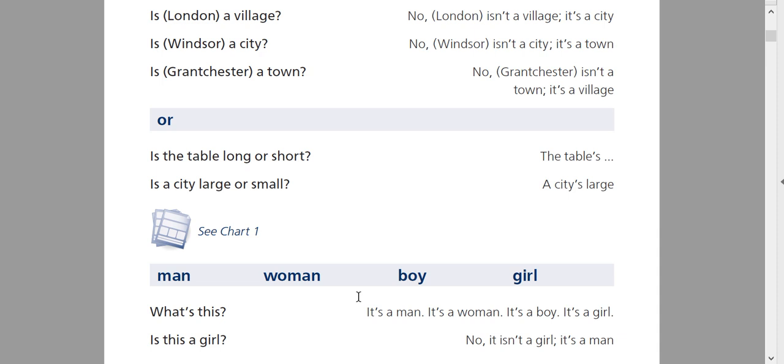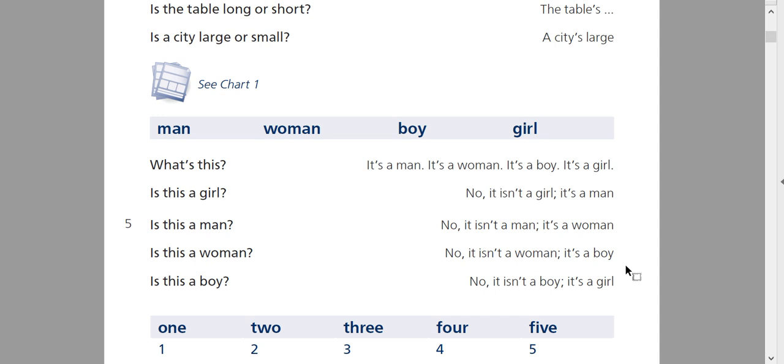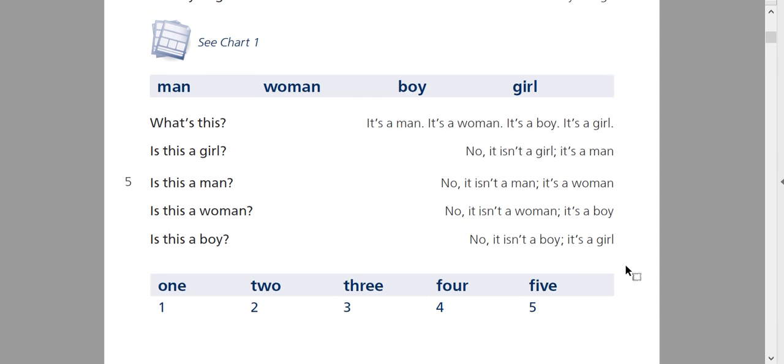What's this? It's a man. It's a woman. It's a boy. It's a girl. Is this a girl? No, it isn't a girl. It's a man. Is this a man? No, it isn't a man. It's a woman. Is this a woman? No, it isn't a woman. It's a boy. Is this a boy? No, it isn't a boy. It's a girl. 1, 2, 3, 4, 5.